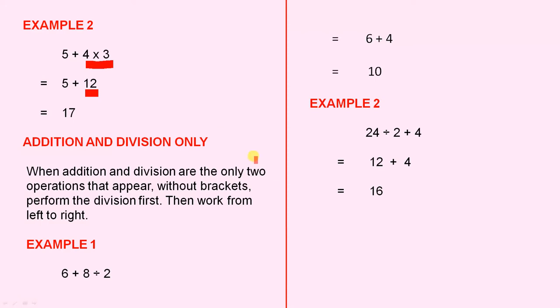Addition and division only. When addition and division are the only two operations that appear without brackets, perform the division first, then work from left to right. So 6 plus 8 divided by 2. 8 divided by 2 gives us 4. 6 plus 4 gives us 10. Example 2, 24 divided by 2 plus 4. 24 divided by 2 gives us 12. 12 plus 4 is 16.